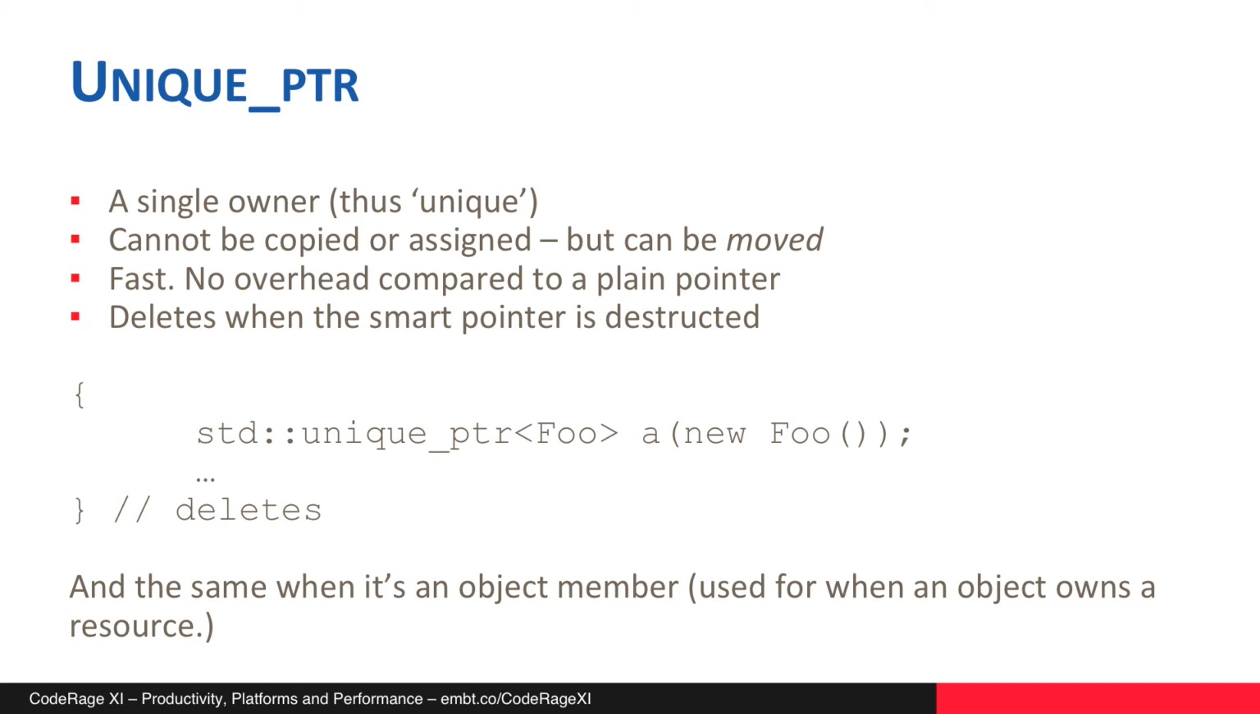And so you can see the code example there. It is the perfect example of RAII. The unique pointer A there is given a new foo, and when it goes out of scope, that foo instance will be deleted. And the same when it's a member of an object, such as when a class, or rather an object instance of a class, owns a resource. It's very simple and very straightforward.